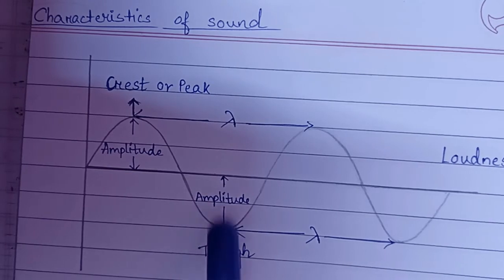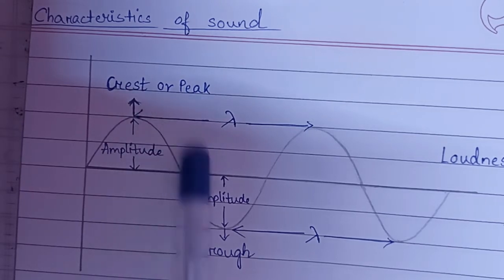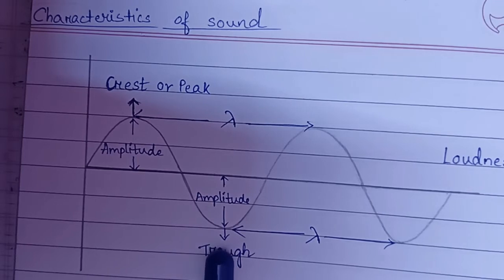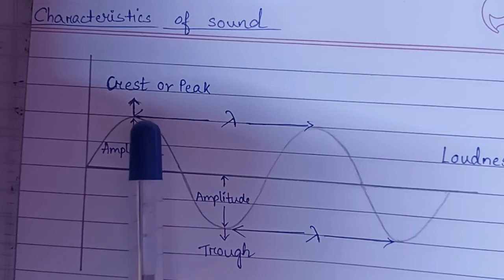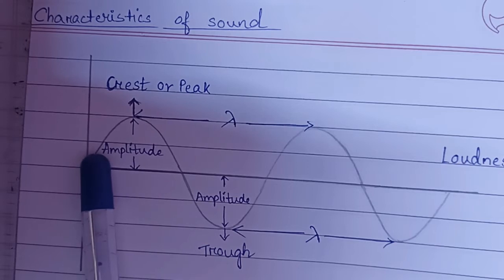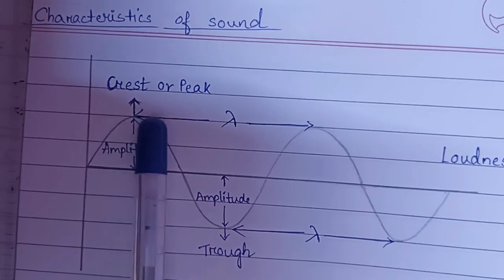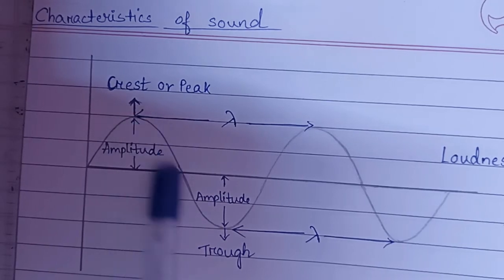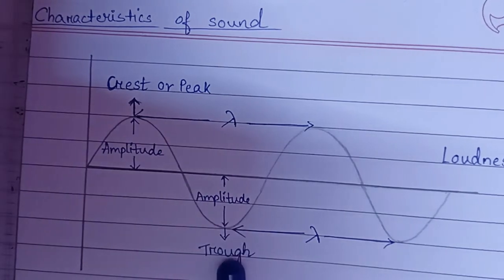You can see this is the crest or peak, and this point is the trough. Crest or peak means it is the highest point above the origin. It is the highest point or peak point, you can say, and it is known as crest. And below this point is known as the trough.